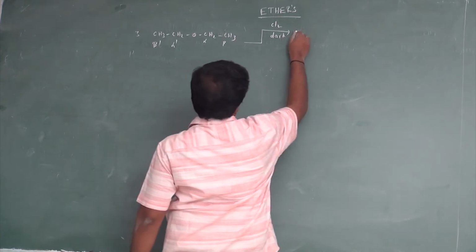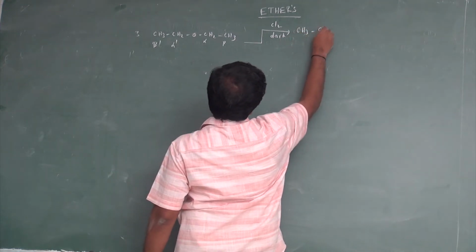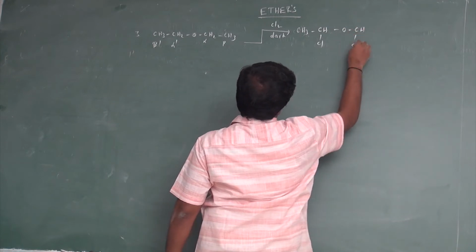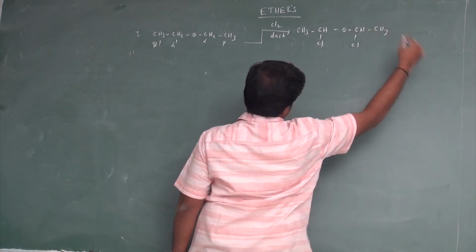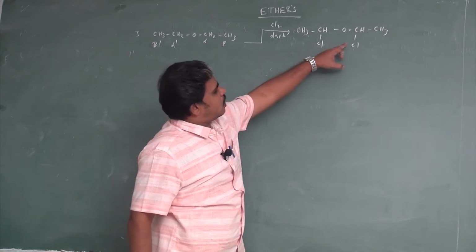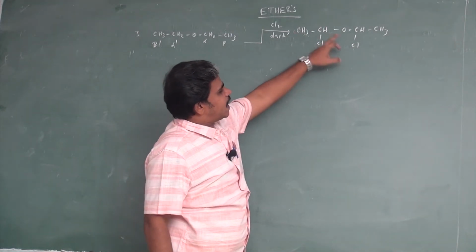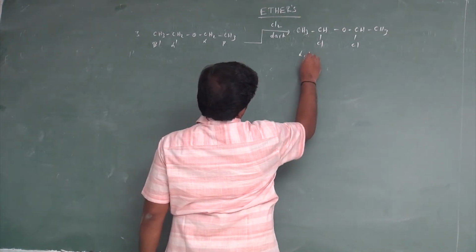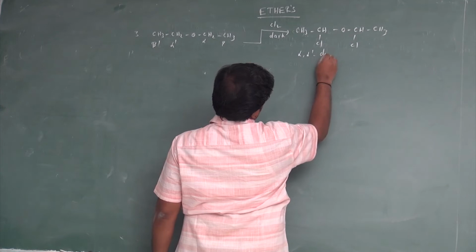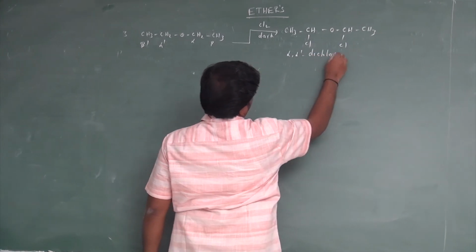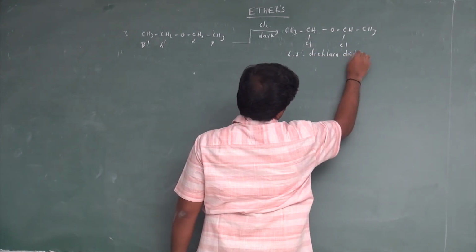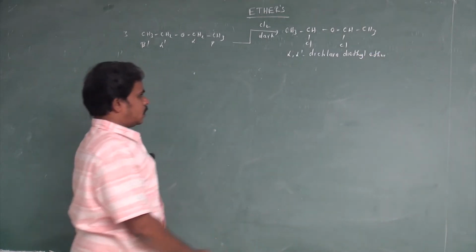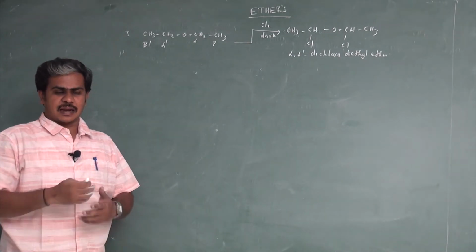So the product is CH3, CHCl, O, CHCl, CH3. So what is the name? Alpha dash dichloro diethyl ether. Dichloro diethyl ether. What happens in presence of sunlight?